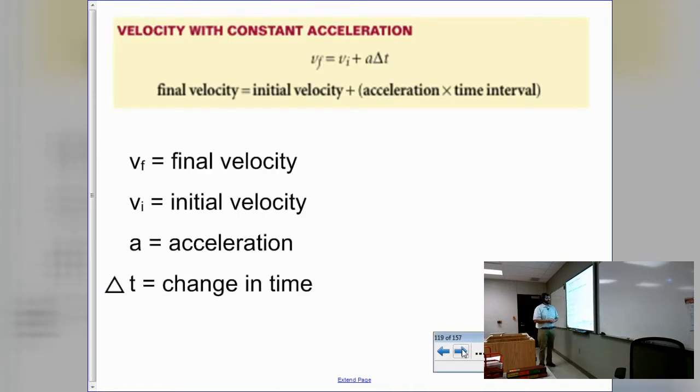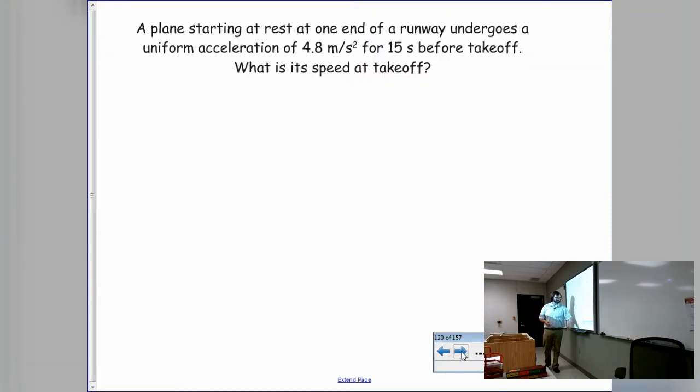Here it is, written out. Velocity final, again, equals velocity initial plus acceleration times time. Vf equals final velocity, Vi is initial velocity, a is our acceleration, and delta t is our change in time. Let's use this equation in a practice problem.